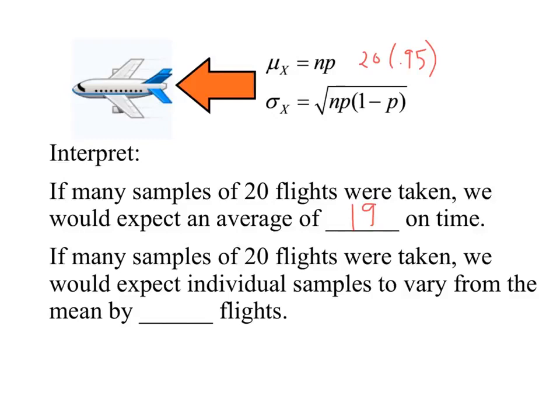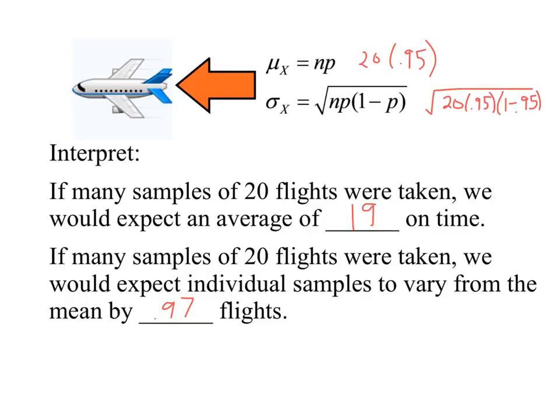Okay? So kind of look that over, get that wording down in your head. Now the standard deviation formula, you see up here, n times p times 1 minus p, and then the square root. So for us, it would be the square root of 20 times 0.95 times, of course, 0.05. I'll write it by the formula, but like that. And I'm going to show you really quickly the proof for that in just a moment. But let's, again, so this was 0.97. Let's talk about interpreting this. If many samples of 20 flights were taken, we would expect individual samples to vary from the mean by 0.97 flights.